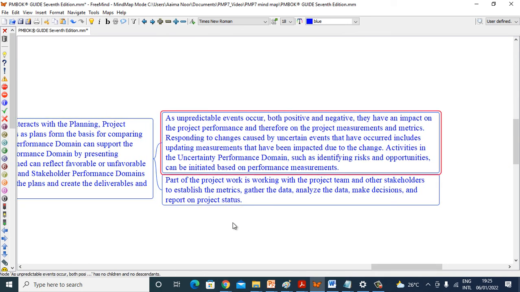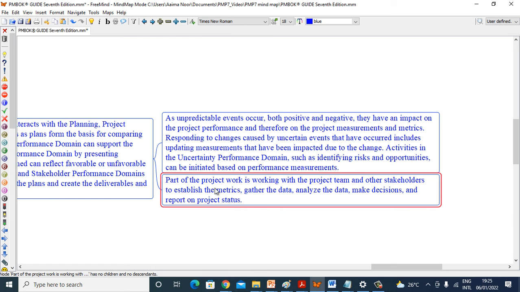Unpredictable events occur, both positive and negative. They have an impact on the project performance and therefore on the project measurements and metrics. Responding to changes caused by uncertain events that have occurred includes updating measurements that have been impacted due to the change. Activities in the uncertainty performance domain such as identifying risks and opportunities can be initiated based on performance measurements. Part of the project work is working with the project team and other stakeholders to establish the metrics, gather the data, analyze the data, make decisions and report on project status.